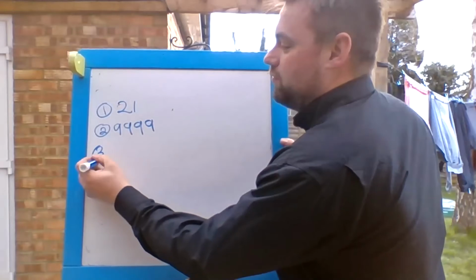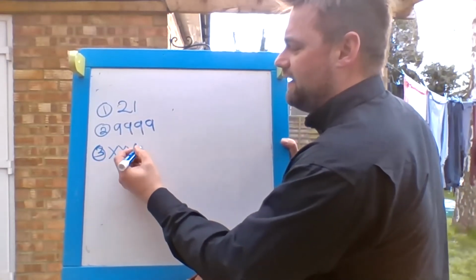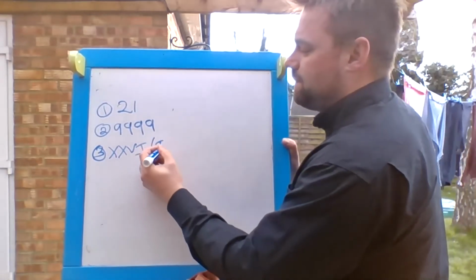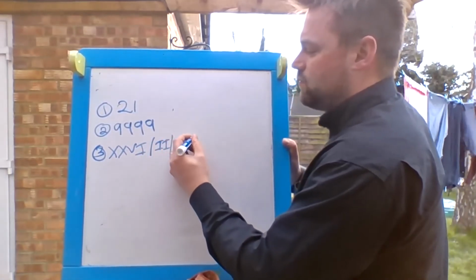Today's date is a Roman numeral. 26 is 2 X's, 1 V, and 1 I. And then it's the second, 2021.